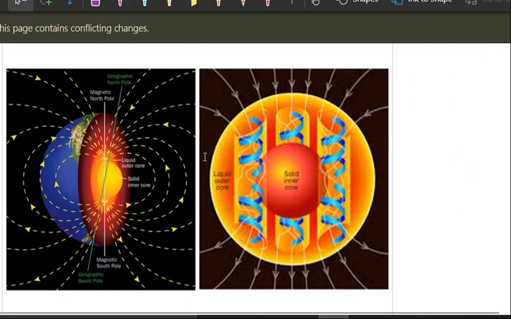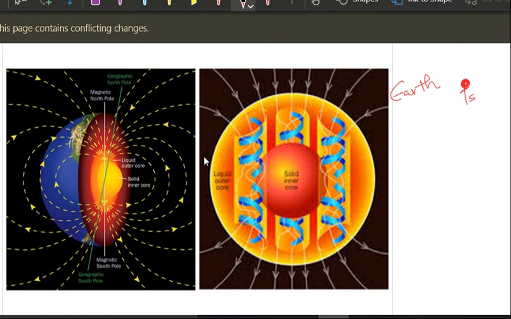First, before understanding this, we should know about Earth's magnetic field, right? How does it form? Have you ever thought about that? There is no magnet, so how is it forming? I will give the explanation. See, you know Earth's interior, right?